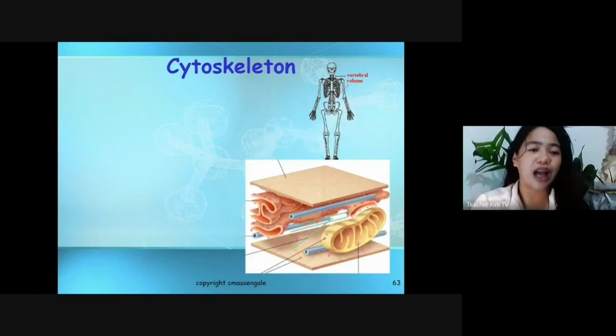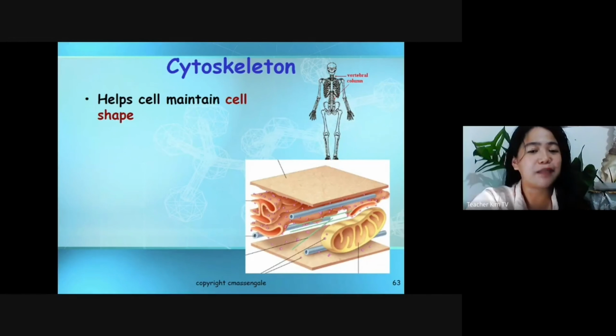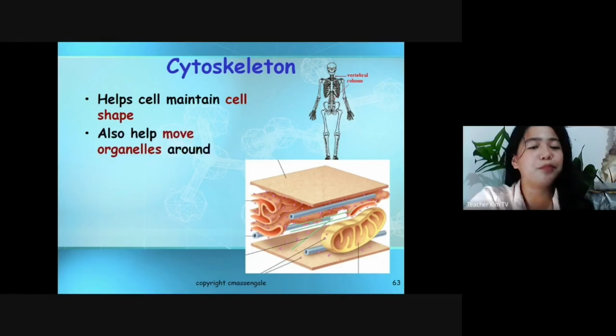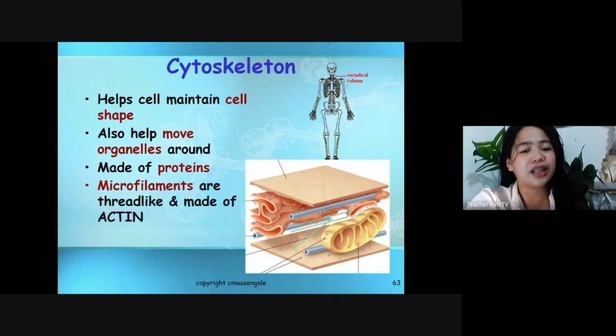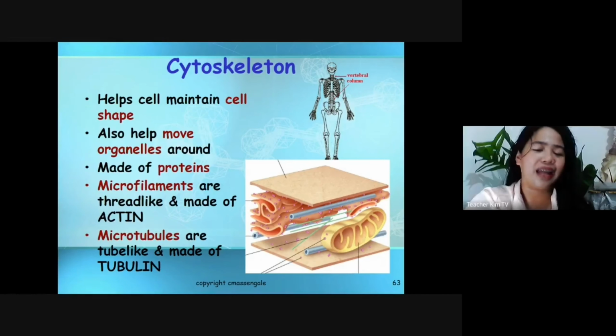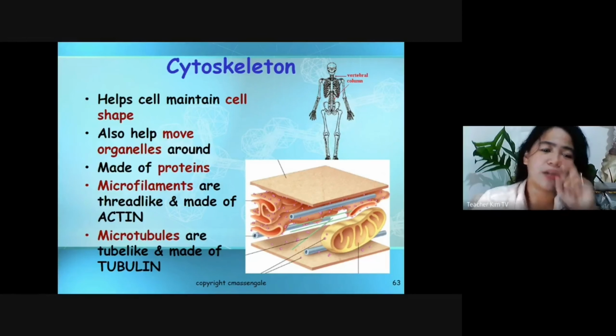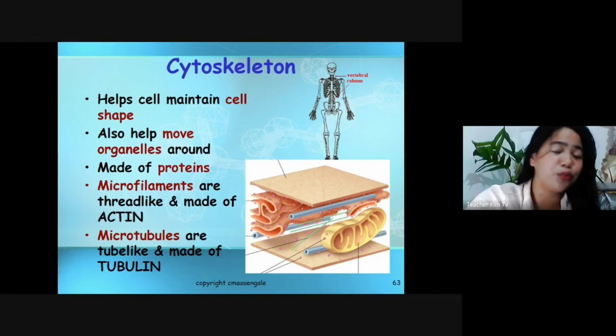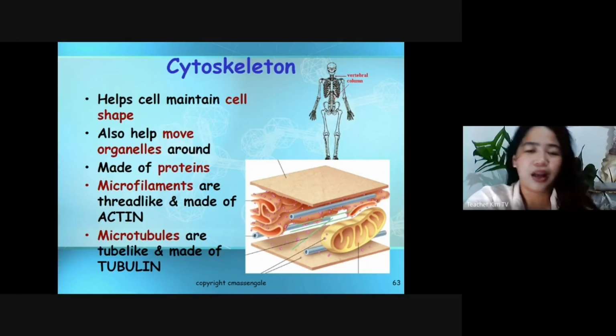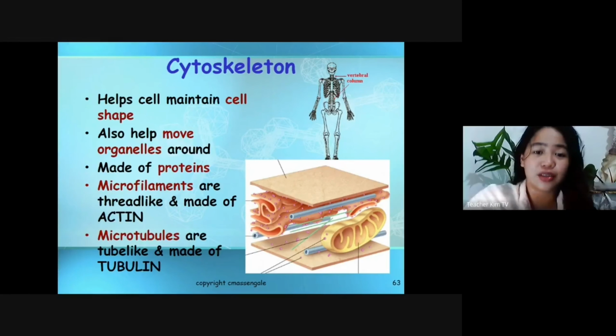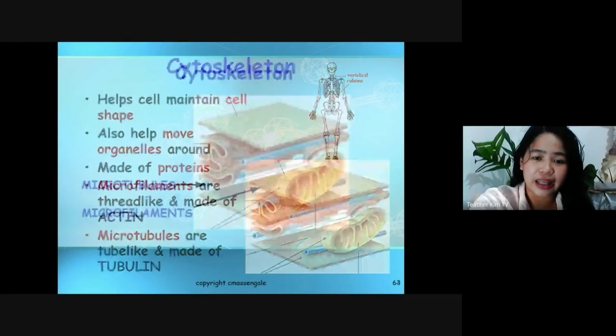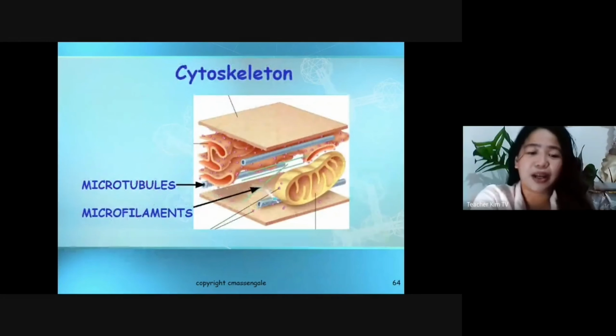Let's proceed to the other organelles, other parts. We have the cytoskeleton. Cytoskeleton, it helps maintain cell shape. It also helps move organelles around. It is made of proteins. Microfilaments are thread-like and made of actin. Ayan. Actin, tubulin, ibig sabihin, pareho yung protein. So, the microfilaments and the microtubules are the ones that compose the cytoskeleton. Ayan. As you can see in the illustration, this is the microtubules and this, yung smaller one, is the microfilaments.